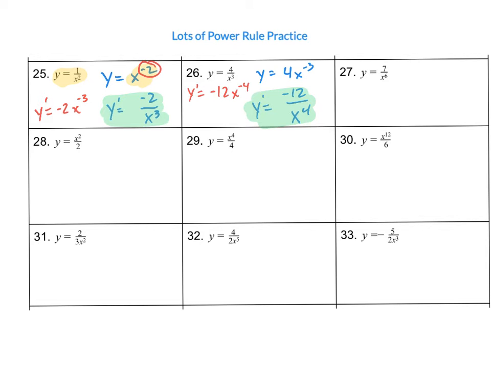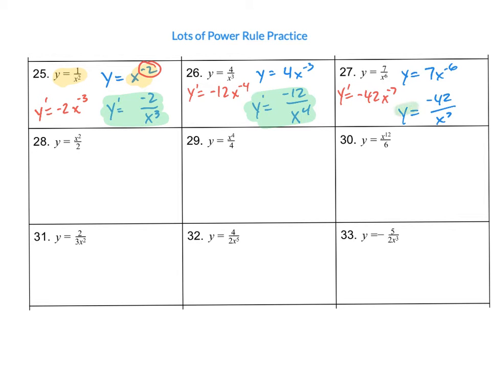And finally, we'll finish out this row. I'm going to rewrite this as y equals 7x to the negative 6. When I do the derivative, y prime will get negative 6 times 7, which is 42, x to the negative 7, because negative 6 minus 1 is negative 7. And then we'll rewrite it in that final form of negative 42 over x to the 7th.